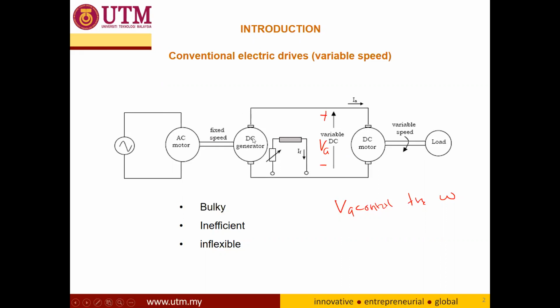DC generator, and this DC generator will produce the variable DC voltage by controlling the circuit IF here by having the variable resistance here. So this system, as you can see, is very bulky because it involves an AC motor, a DC generator, and so on to produce the variable speed. It is bulky, inefficient because we have several steps of power conversion, and inflexible.